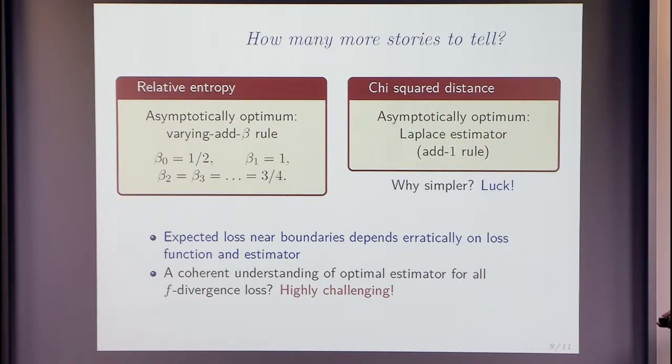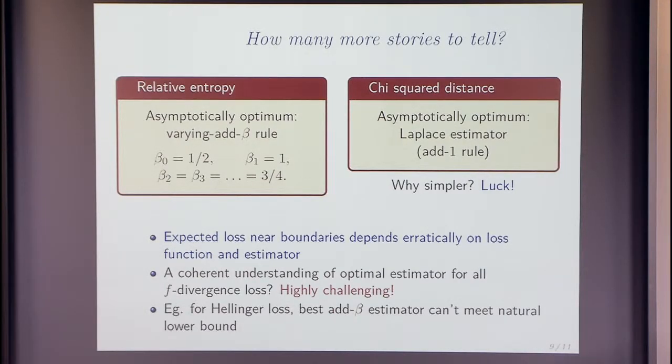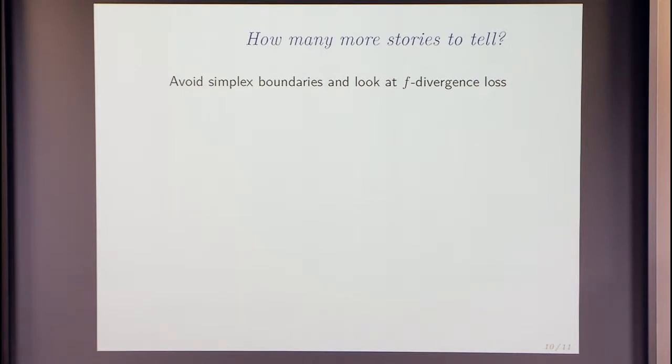For example, if you look at Hellinger loss, same thing happens as in relative entropy. The best add-beta estimator cannot match the performance of the natural lower bound. So you might have to look at strange estimators like this. So if the boundaries of the simplex are causing these problems, one thing you could do is avoid the simplex boundaries. And now look at a very general notion of loss.